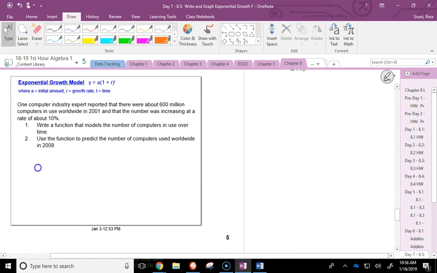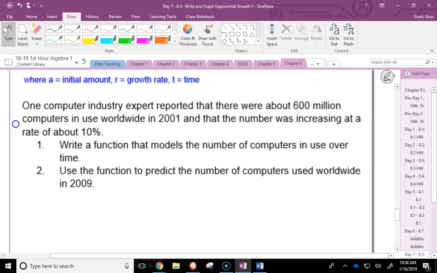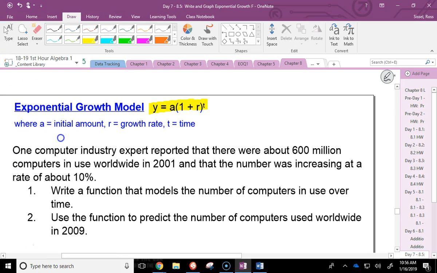Going down to our last two problems. Exponential growth model. Okay, so we have this equation, sorry. y equals a times (1 plus r) to the t. This is still equaling our y equals a times b to the exponent x. The only thing is, instead of b, they're saying 1 plus r, and r is standing for our rate. The reason it's 1 is 100%.